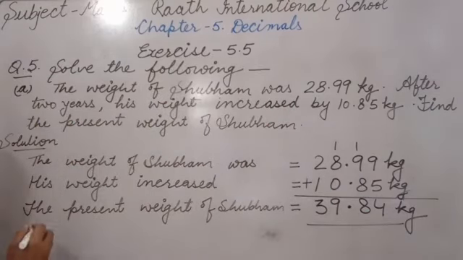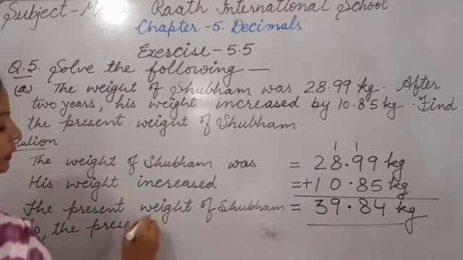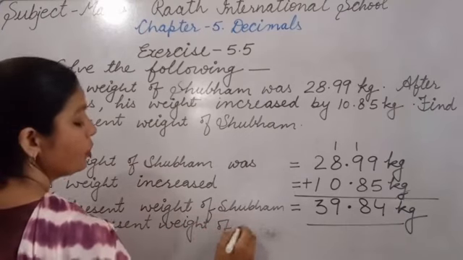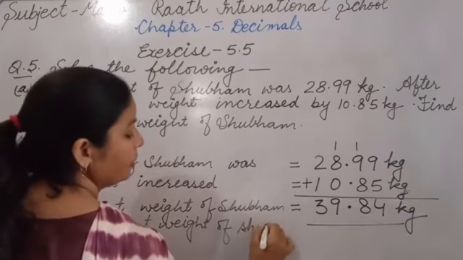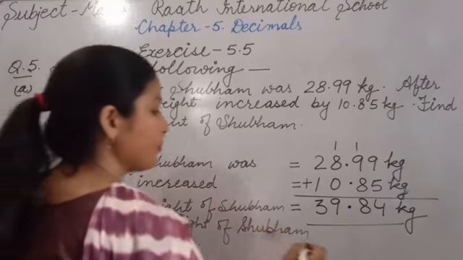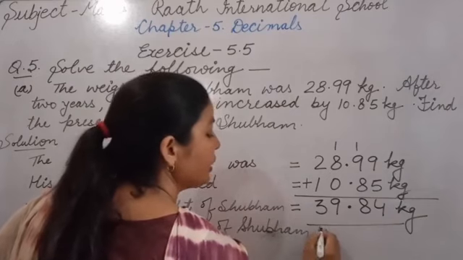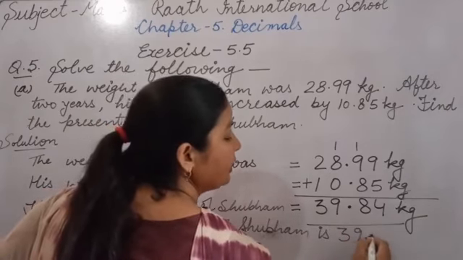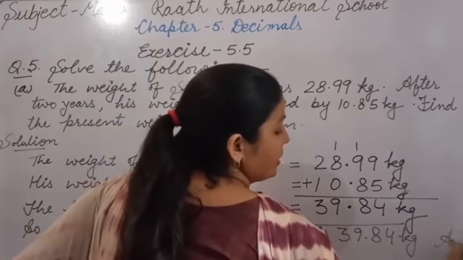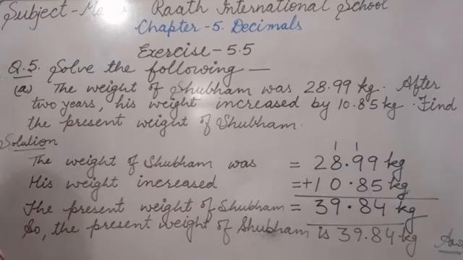So we can write here, the present weight of Subham is 39.84 kg. That's your answer. That is the present weight of Subham. That is your answer. So like this you will do the solution.